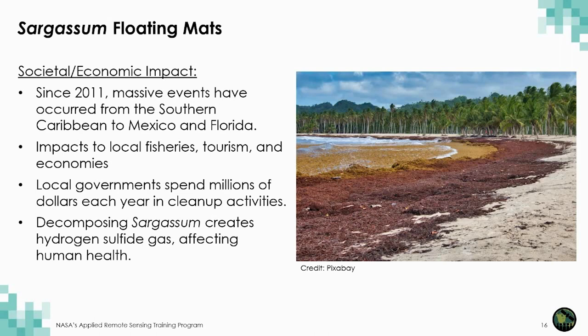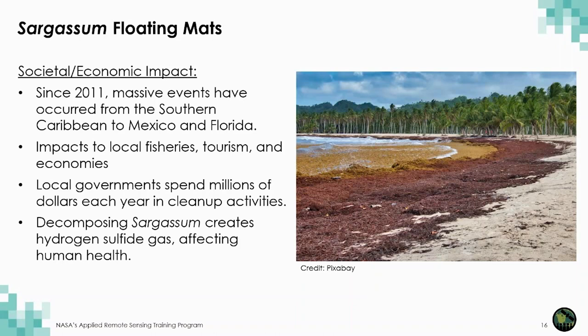Nonetheless, since 2011, massive beaching events of sargassum have occurred around the Caribbean Sea from the southern Antilles to the Yucatan Peninsula. And this has affected the local fisheries and tourism, causing major impacts on the economy of all these places, which depend mostly on the tourism industry. Local governments spend millions of dollars yearly just cleaning up their beaches and shores.